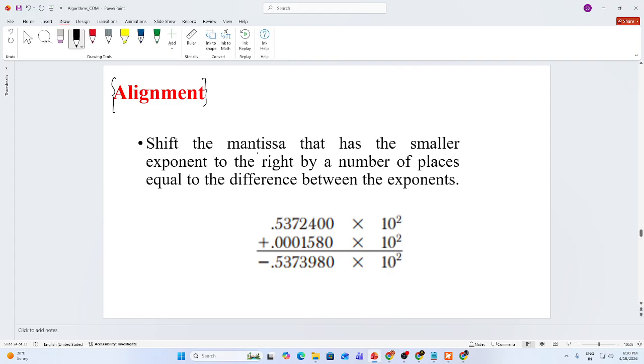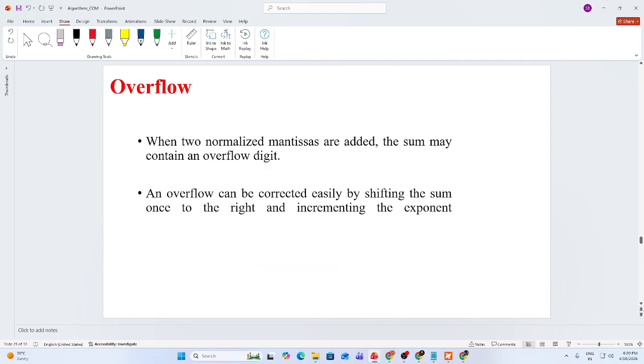Okay, this is one of the steps. Another step is overflow. Generally this overflow is observed in addition. For example, I told you that a floating point number is always represented as 0 point something, for example 0.152 into 10 square, something like this.